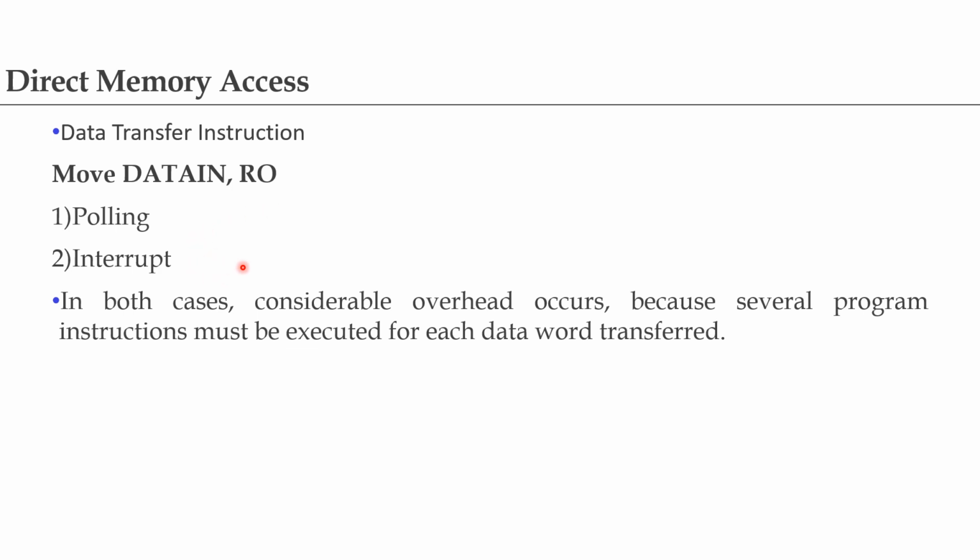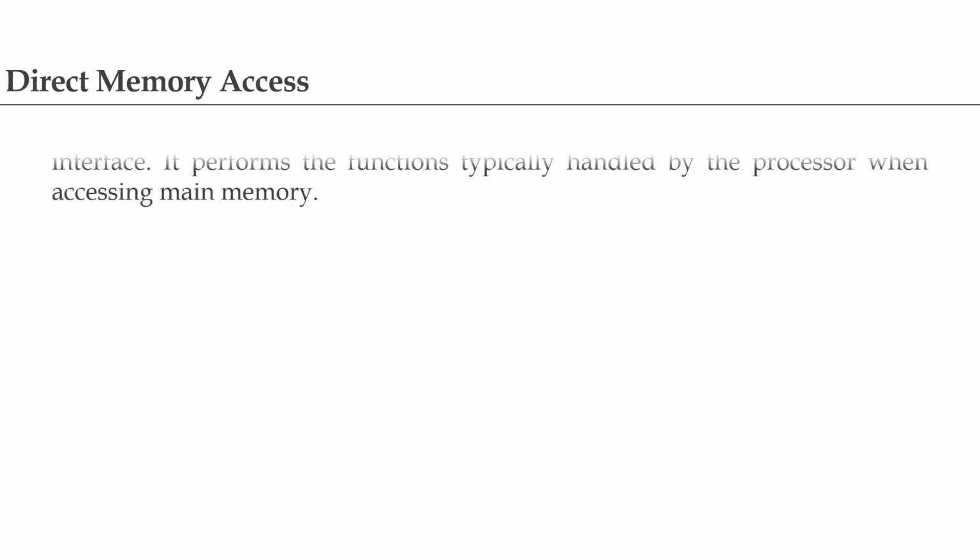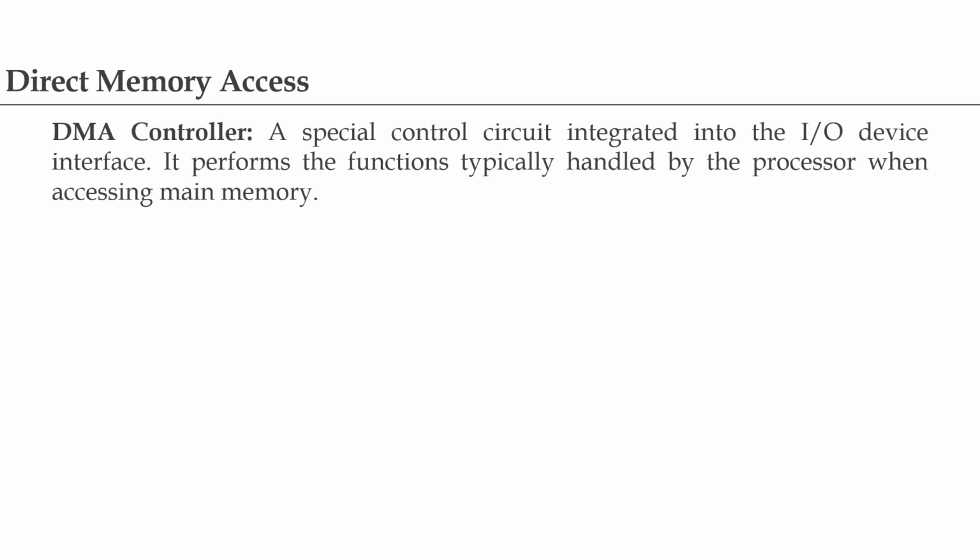When interrupts are used, there is an additional overhead associated with saving and restoring the program counter and other state information. To transfer a large block of data at high speed, an alternative approach is used. That is, a special control unit may be provided to allow the transfer of a block of data directly between an external device and the main memory without continuous intervention by the processor. This approach is called direct memory access.